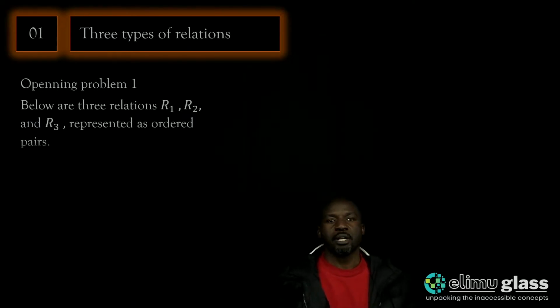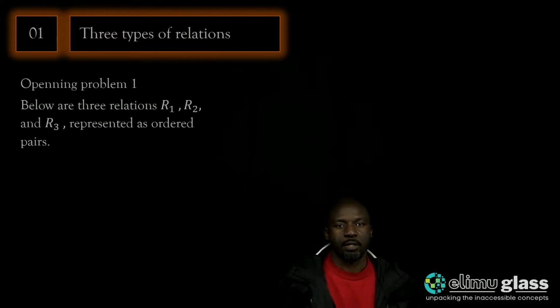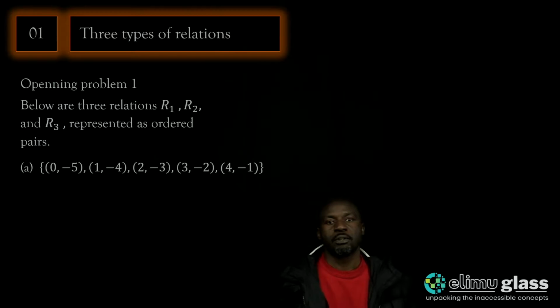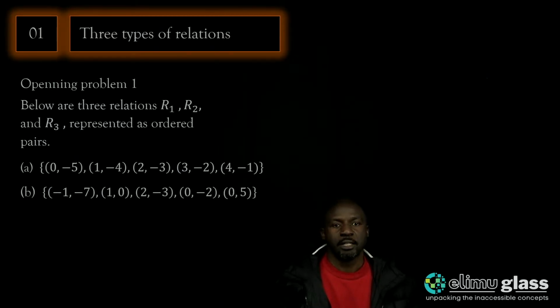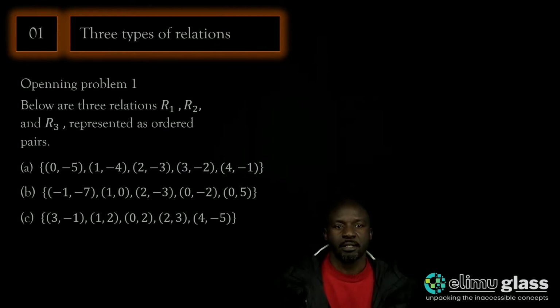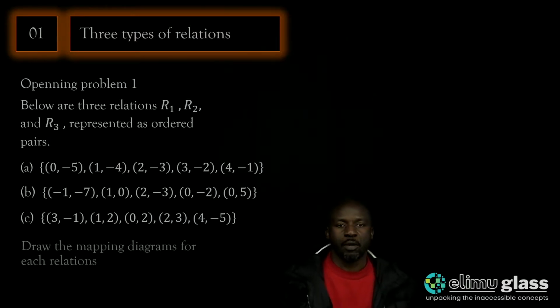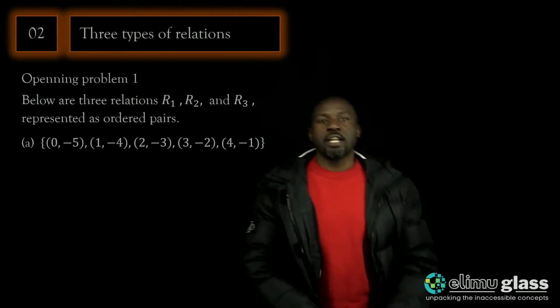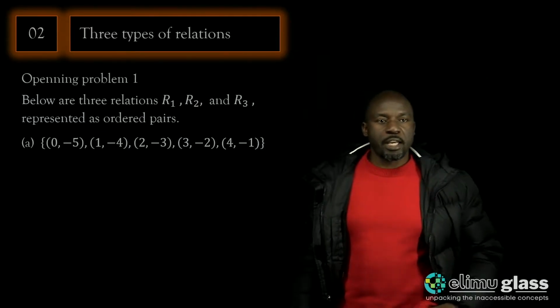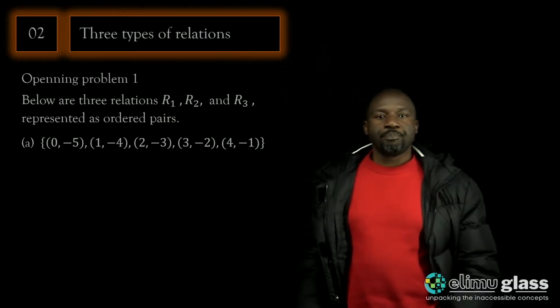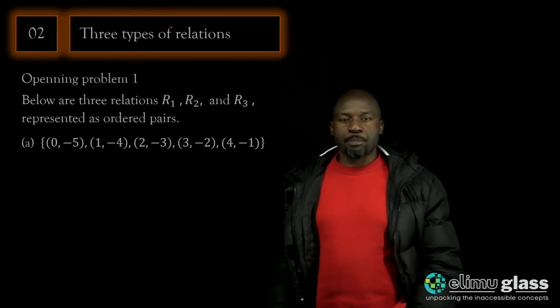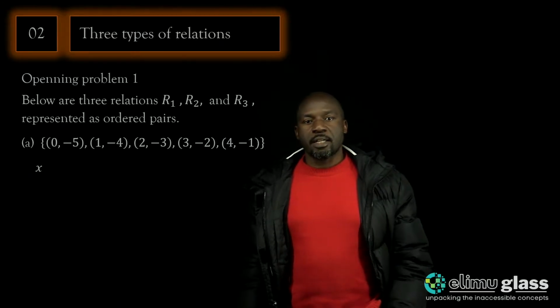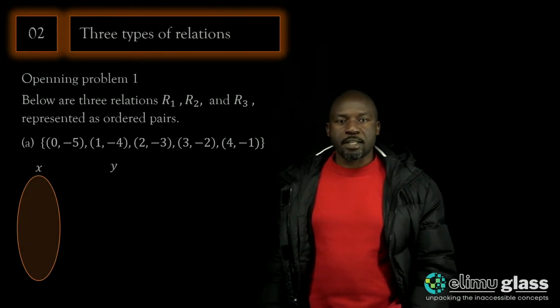All right, so here is an opening problem. It says below are three relations R1, R2, and R3 represented as ordered pairs. There is the first one, the second one, and the third one. The question is: draw the mapping diagrams for each of these relations. So we start with the first relation. To draw a mapping diagram, you need the x side and the y side.